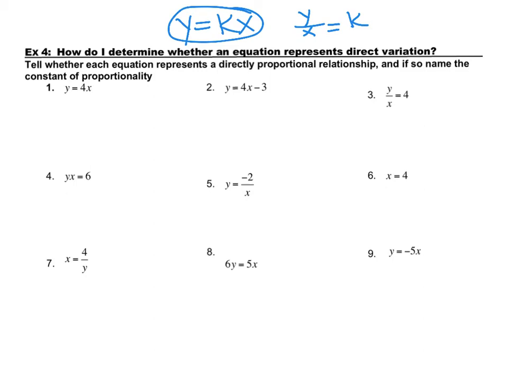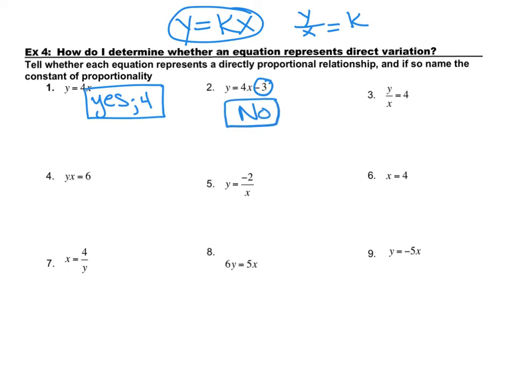So this first one's obvious. This is a yes, and our constant of proportionality is 4. All right, our next one, we have y is equal to 4x minus 3. Well, right here, that tells us that it's not going to go through the origin. It's starting at the negative 3. So this is going to be a no.